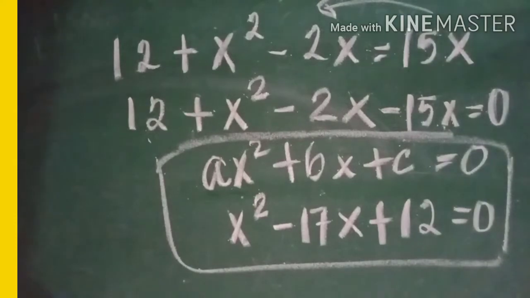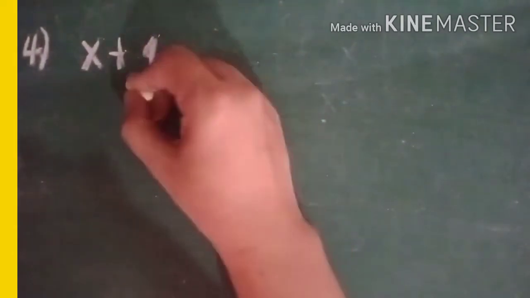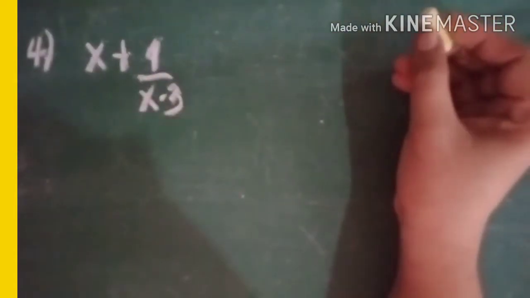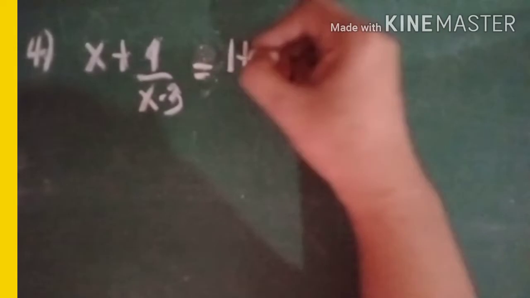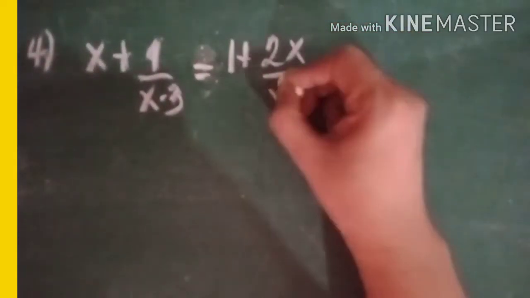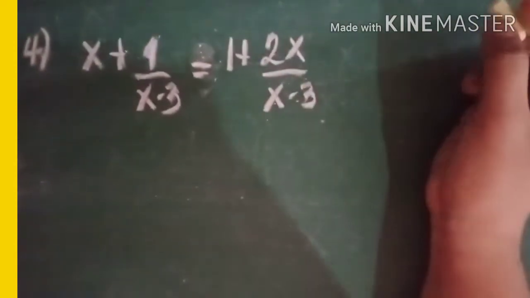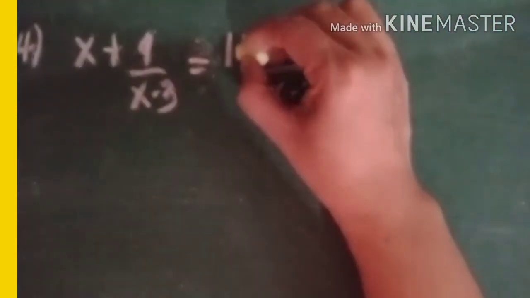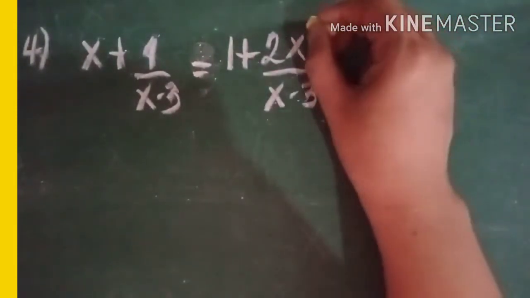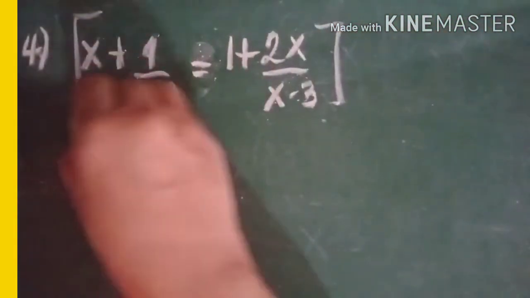Okay, next we have another example. Example number 4. So, x plus 4 over x minus 3 equals 1 plus 2x over x minus 3. Okay. So, paano natin gagawin? Paano natin ita-transform sa quadratic equation into standard form?